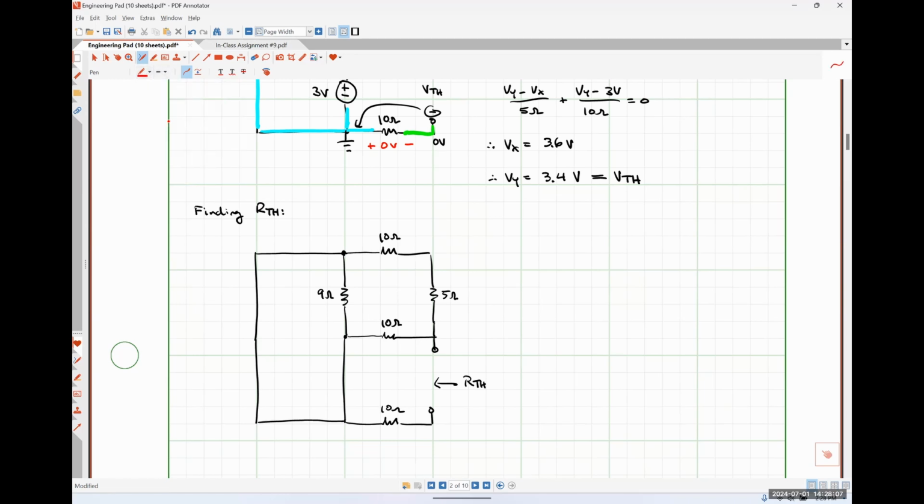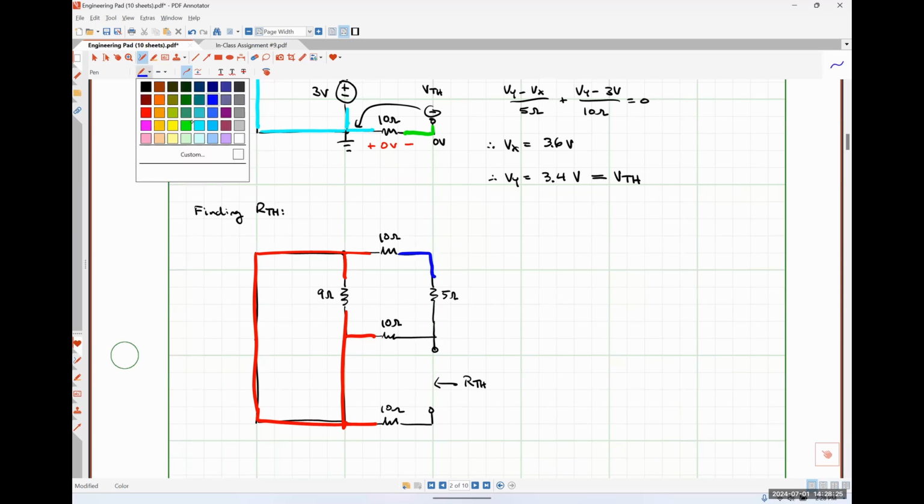So I'm going to identify my nodes. So I've got this big red node here. I've got this blue node, this green node, and let's do this purple node. What does it mean that the 9 ohm resistor is effectively touching the same node on both sides? It gets bypassed. Exactly right. So it's shorted out. So the 9 ohm resistor is not going to contribute anything at all.